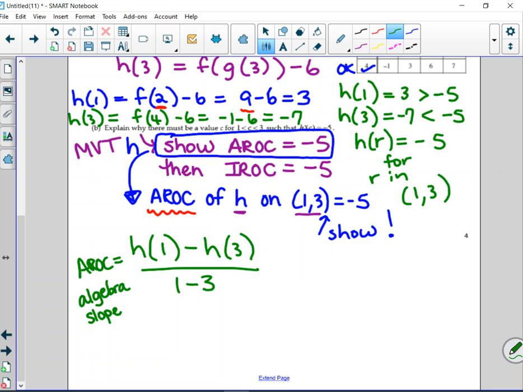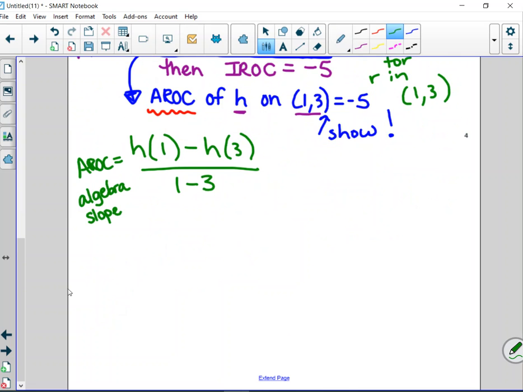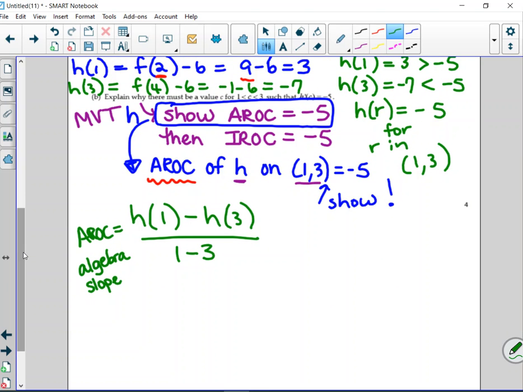And I'm praying it comes out to be -5. It should, because then I can say, guess what? That means the derivative has to be -5 also, somewhere between those numbers. All right, so let's check it out. h of 1 was 3. h of 3 was -7. See, in part B, you don't have to look at the table at all. You've already done all the work in part A. You're still using the h of 1 and h of 3 numbers, but you're using them to calculate a slope between x equals 1 and x equals 3.